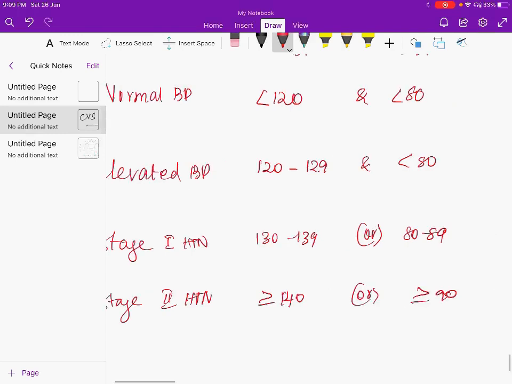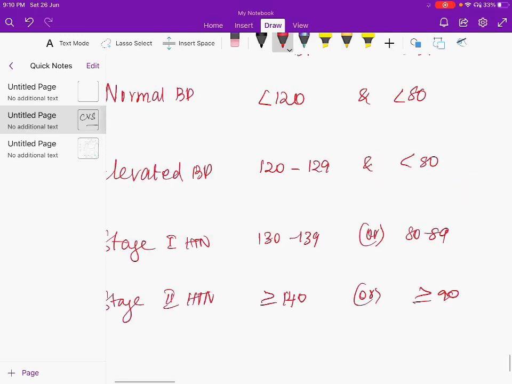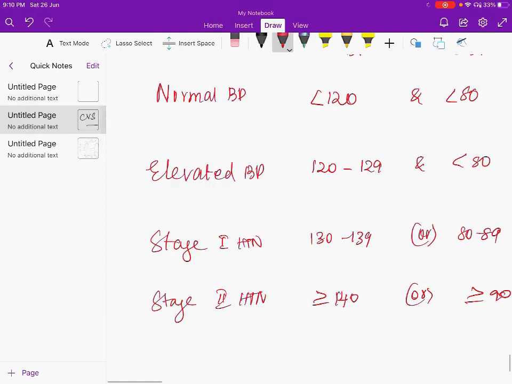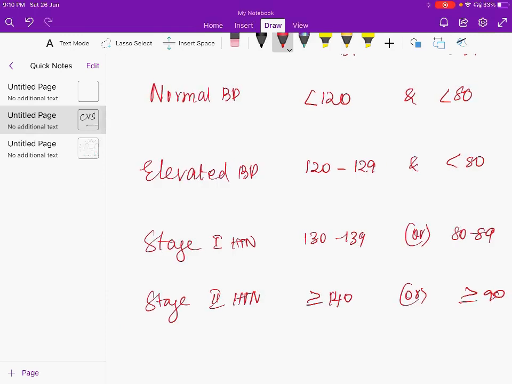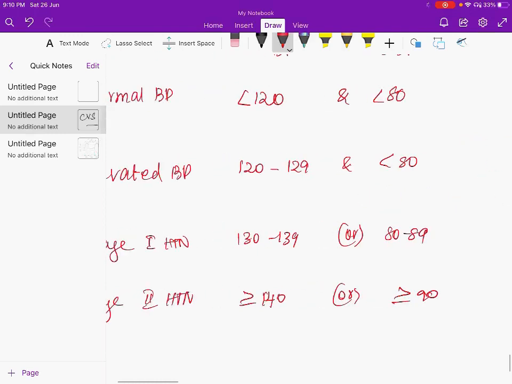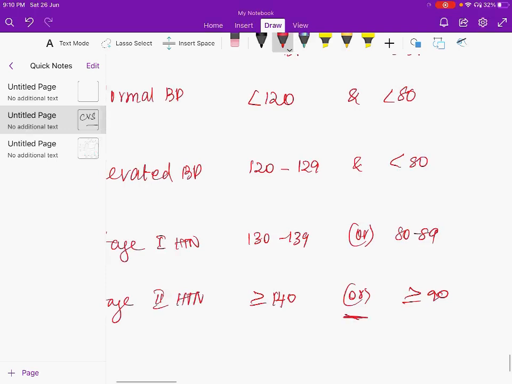So consider the patient is having a systolic BP of 150 and a diastolic BP of 88. In this patient, is it elevated, stage 1, or stage 2? Anyone? The patient has a systolic BP of 150 and a diastolic BP of 88. Yeah, it is stage 2, because it should meet any one.